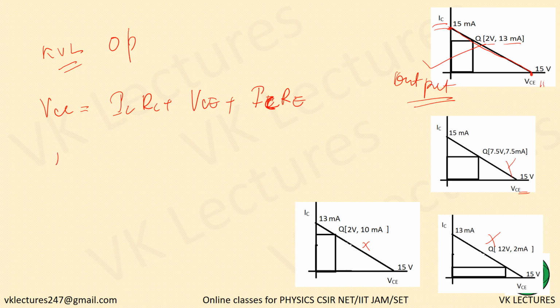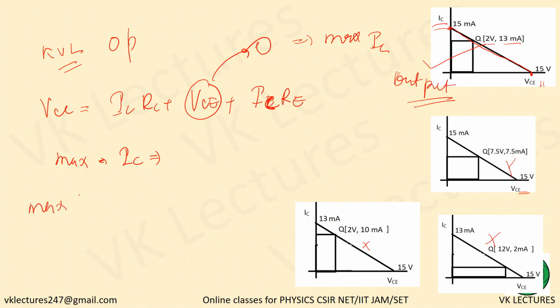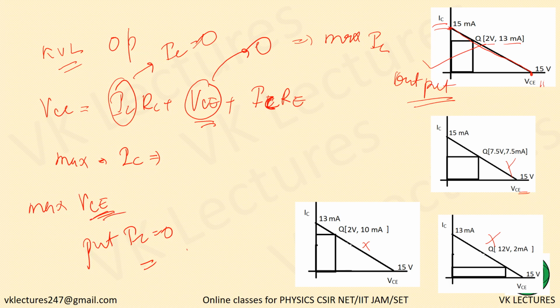Now the maximum IC is when VCE equal to 0. Right. Put VCE equal to 0, you get maximum IC. Then put next one for maximum VCE. For maximum VCE, put IC equal to 0. When IC equal to 0, what you are getting is maximum VCE. Which means IC equal to 0, maximum VCE is always VCC.